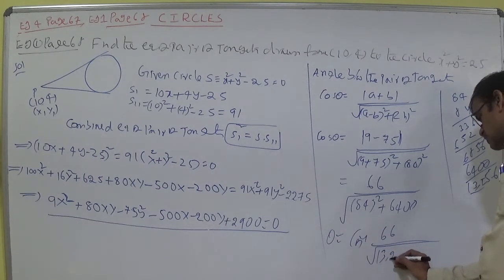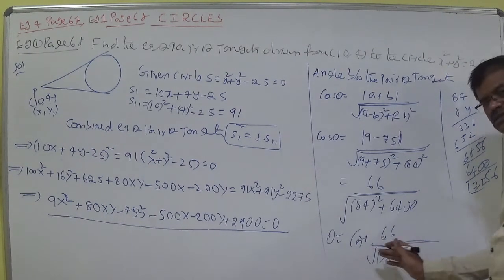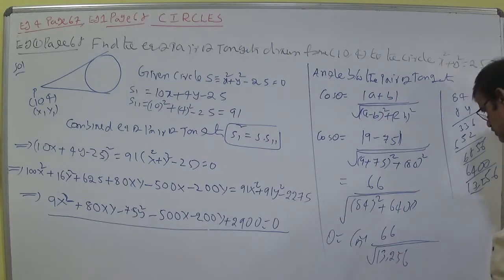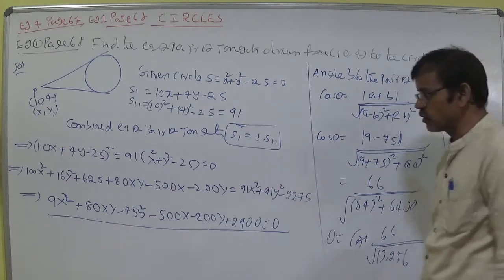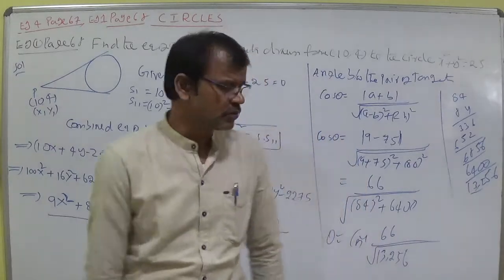If any chance is there, you can calculate by taking 16. If 16 is dividing, 16 into something will get cancelled. If it is possible, get it cancelled. Otherwise, simply leave it, no problem.